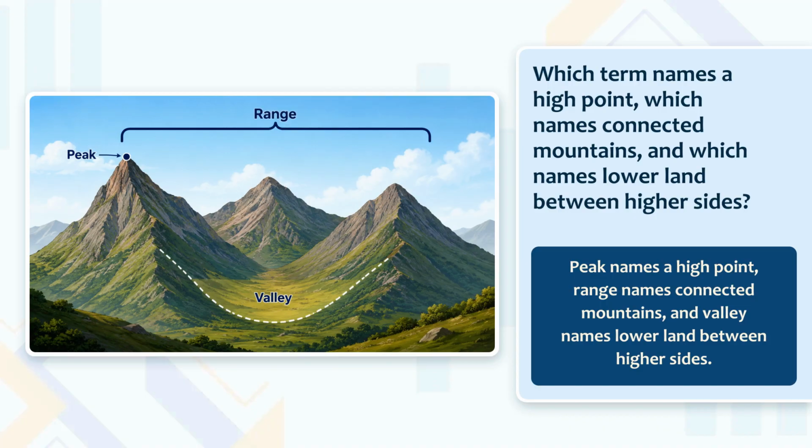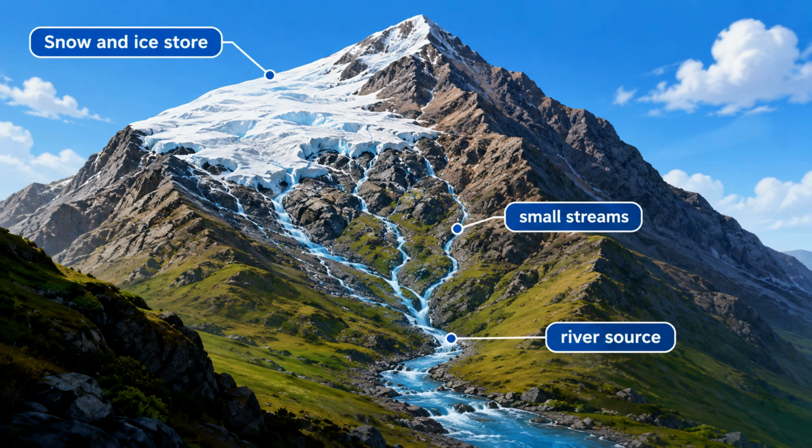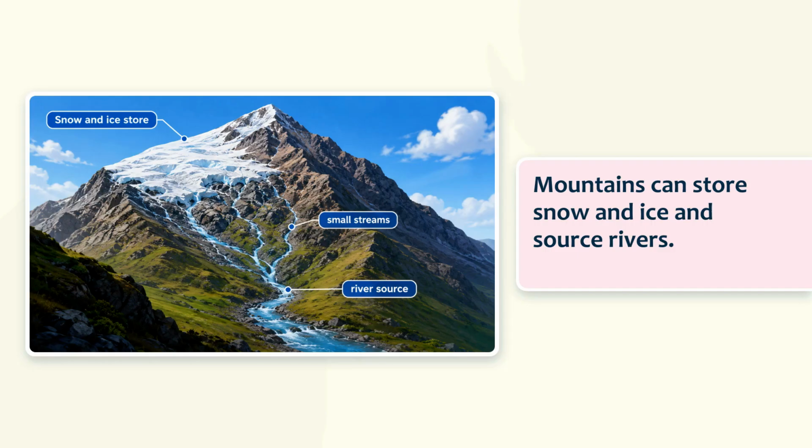Next, we will follow how snow and ice stored in mountains can connect with river sources. Mountains can store snow and ice, and water from mountain areas can gather into streams that begin rivers. The image also shows exposed rock, so snow cover is not universal. Follow the water from high ground downward. Mountains can store snow and ice and source rivers. The river connection begins with water gathering downslope.